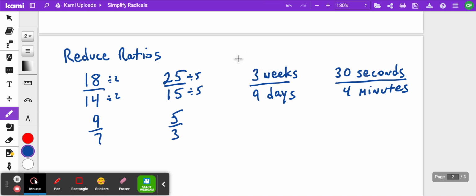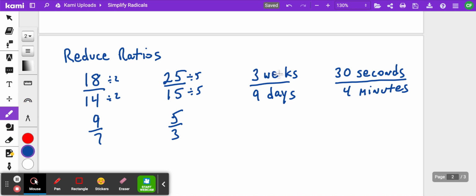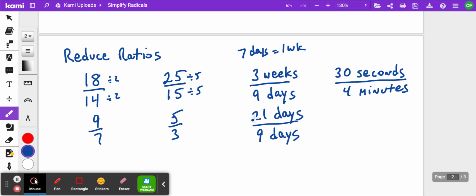All right. So there's 7 days in 1 week. Okay, so in 3 weeks, there's 21 days. The bottom stays the same, 9 days. Okay, and now you're going to cross off days and you're going to reduce 21 over 9 the same way we did over here. Biggest number is 3 that goes into both, so that's going to be 7 over 3.